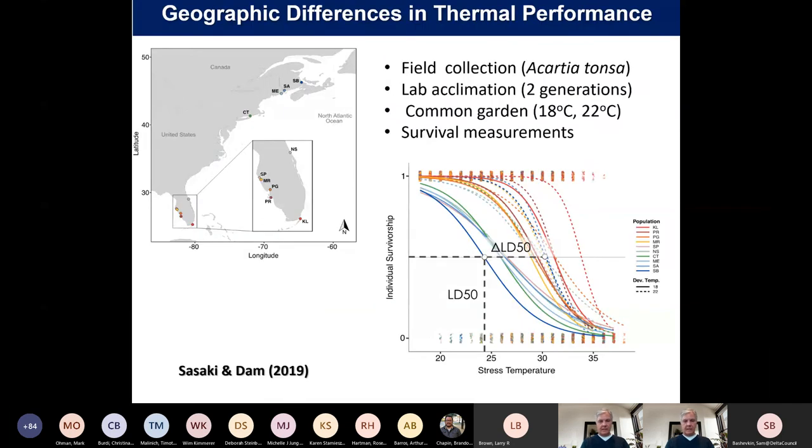Next. So we used, again, Acartia tonsa to test some of these ideas. We sampled populations along the eastern seaboard. I think we sampled 10 or 11 populations all the way from southern New England to Florida. We brought those populations back to the lab. We grew them under identical conditions for two generations to remove maternal effects. And then we did common garden experiments under two developmental temperatures, either 18 degrees or 22 degrees. And doing this allows us to look at plasticity, of course.